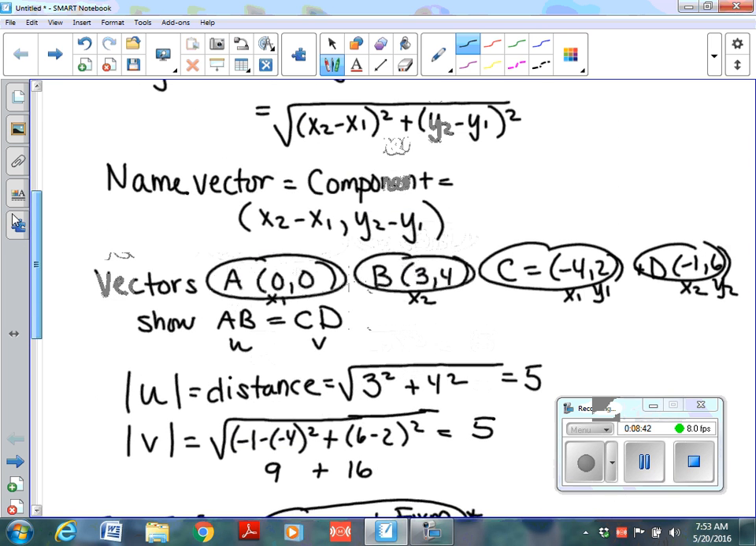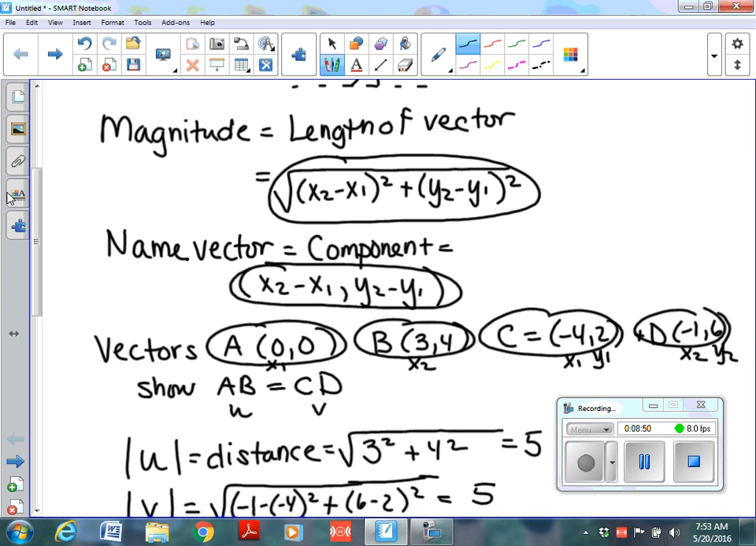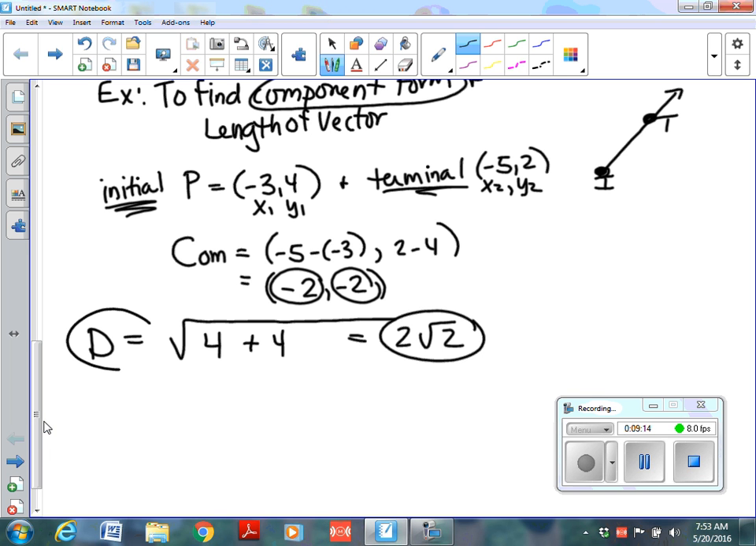So, do you see the name of the vector is right here, which is called the component, and this is the length of the vector? Do you notice that x2 minus x1 and y2 minus y1 is inside of there, and all I have to do is square it? So, this will save some time. This is x2 minus x1, this is y2 minus y1. All I have to do is square both of these, which is the square root of 8, which ends up being 2 square root of 2, which is the distance. This is the distance, or the length of the vector. This is the component of the vector.